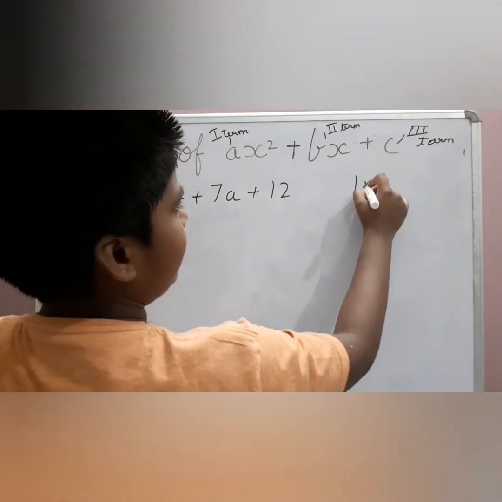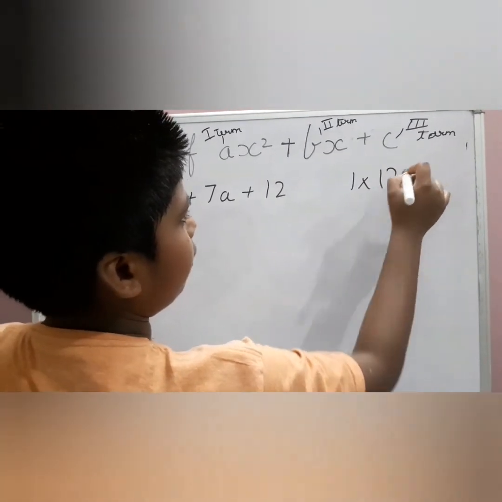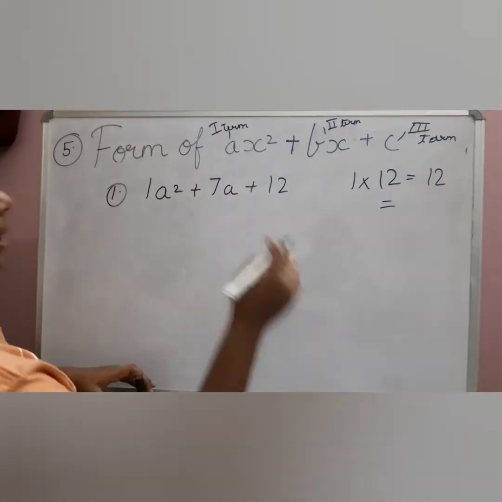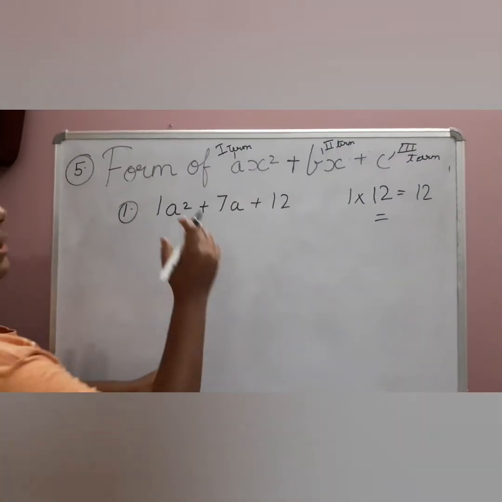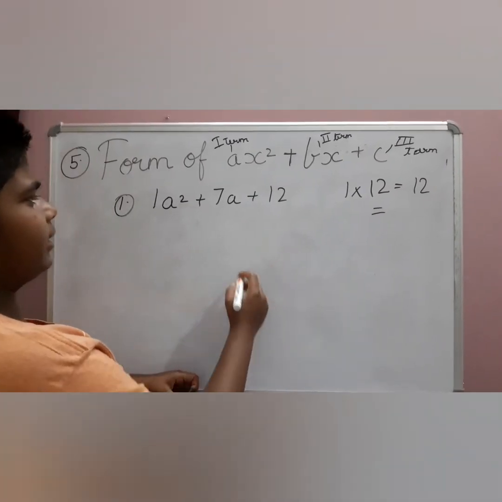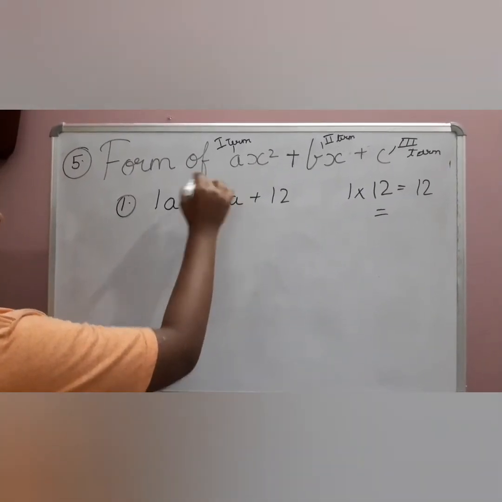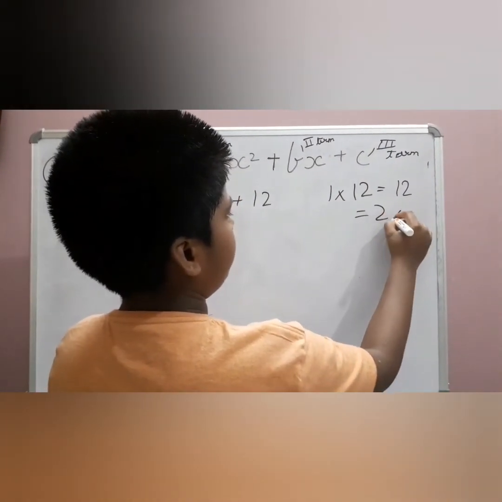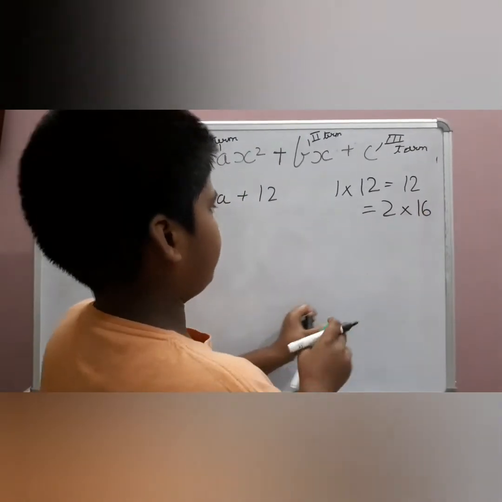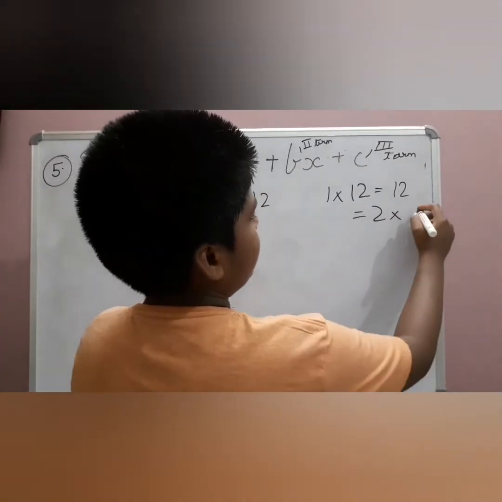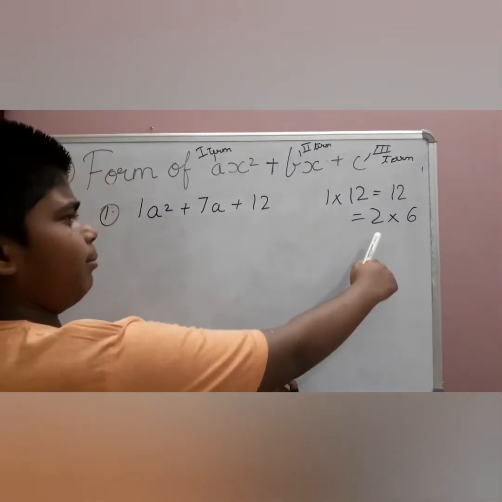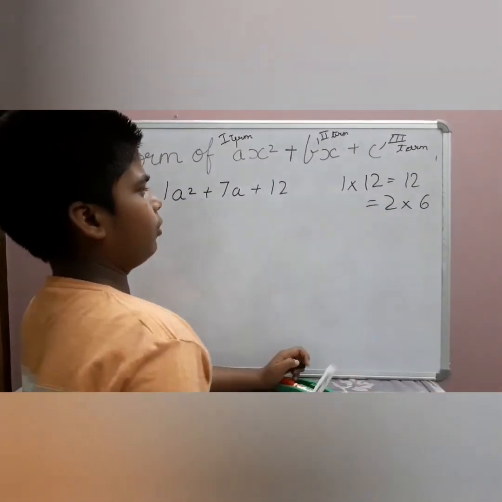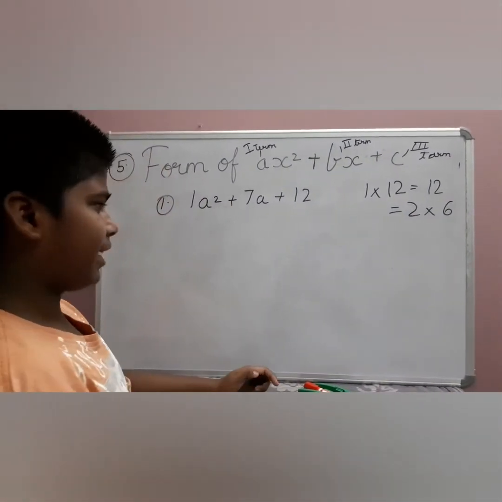So we multiply 1 into 12. What we'll get? We get 12. Then we'll make factors such that if we add or subtract, the answer is similar to 7. So the first factor of 12 is 2 into 6. If we add both of them, we get 8, and if we subtract 2 from 6, we get 4. So it is not similar to 7.